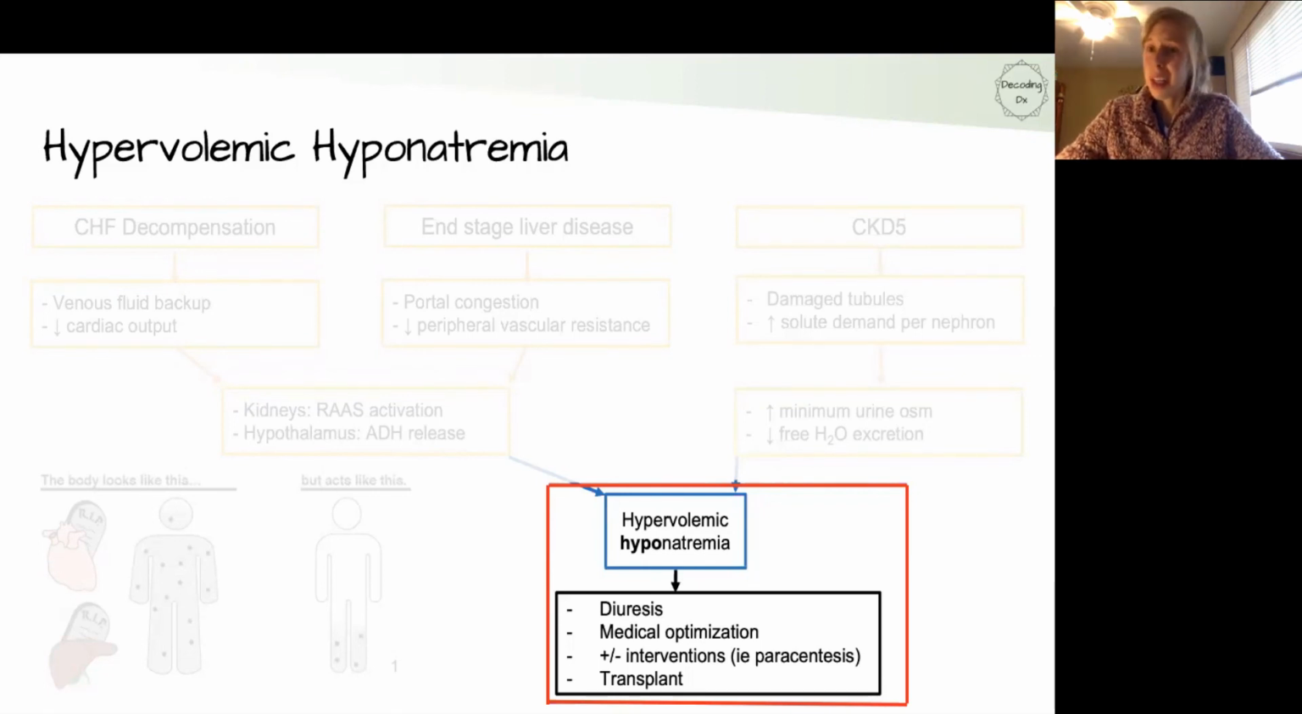This is often a kind of a cat and mouse type of a treatment. It can be pretty tough, but our options are to diurese the patient, optimize their medication to try and improve their actual disease state that's going on. Sometimes there are interventions we can do, such as paracentesis in end-stage liver disease to take off some of the extra fluid, or dialysis in end-stage kidney disease. And then in the end, transplant will, of course, address the underlying cause, but that's more so for the failed organ and less so for the actual hyponatremia.